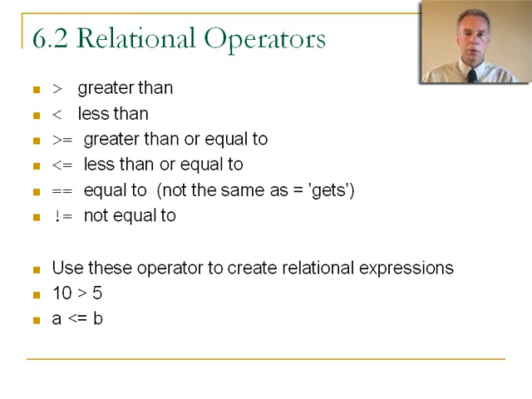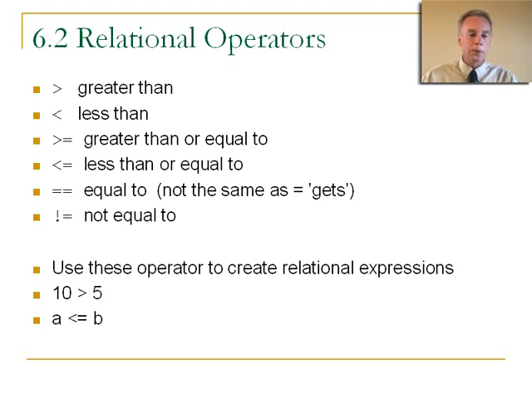Okay, so how do we use these relational operators to express something that would allow us to make a decision? For example, 10 is greater than 5. Is that true or false? Try not to say yes or no. Say true or false. So 10 is greater than 5. We know that that's true. A is less than or equal to B. So in this case, we're comparing the values that are in the variables A and B. And we don't know what's in A and B here, so we don't know if that one is true or false.